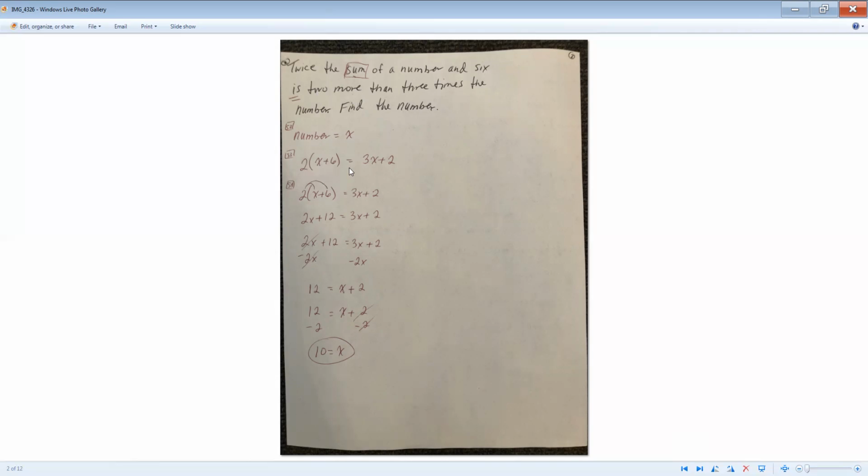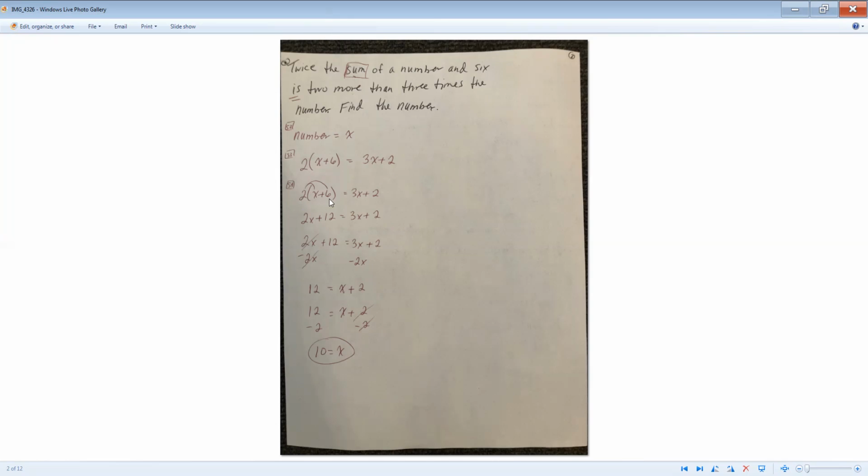Is going to equal 2 more than. More than is addition. So 2 more than 3 times the number. So 3 times the number is 3x. And 2 more than that will be plus 2. So we have 2 times the quantity of x plus 6 equal to 3x plus 2. Now we can go ahead and solve.